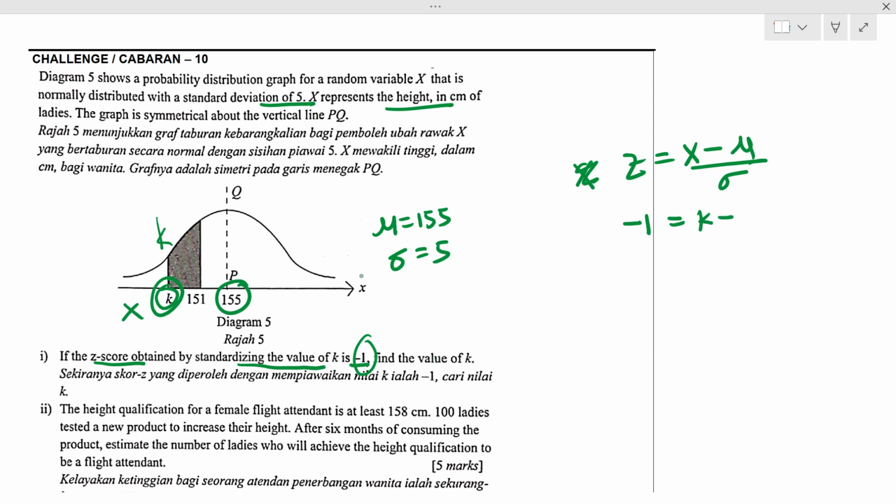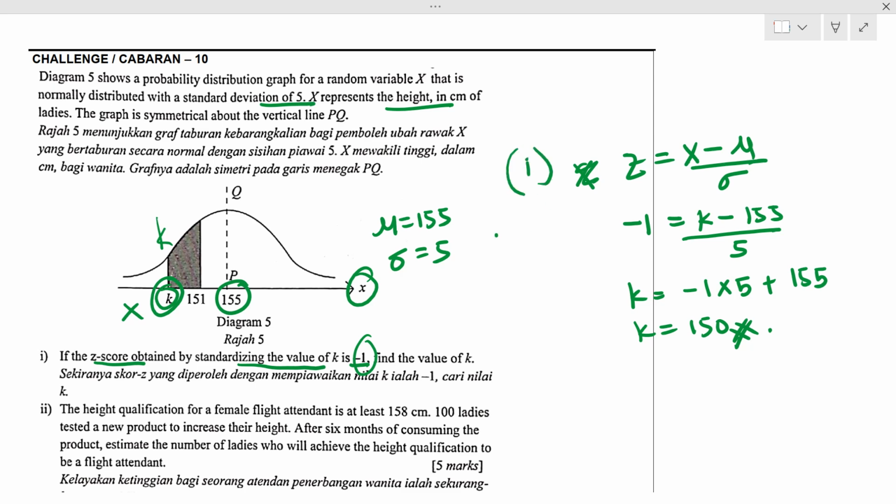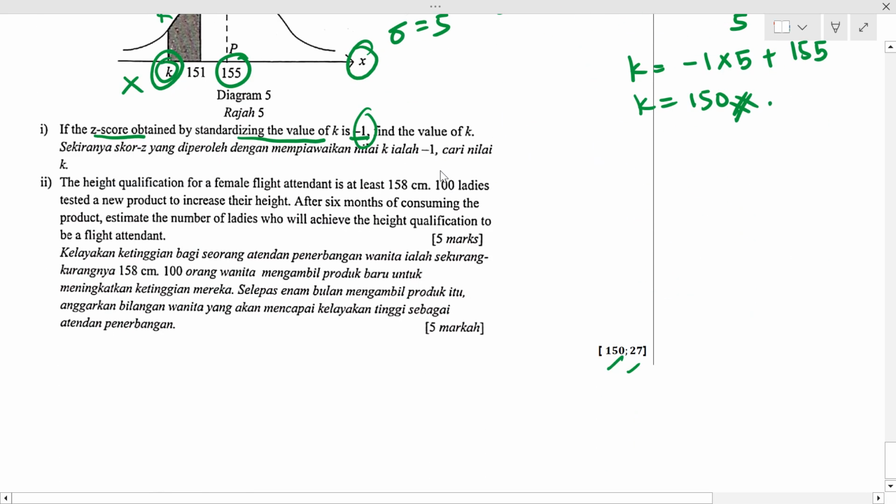Your K is at your X-axis. The mean is 155 and your standard deviation is 5. So find your K, that's it. So -1 multiplied by 5 and then plus 155. You should be getting 150 in no time. Okay, this question is done. Okay, question number 2.